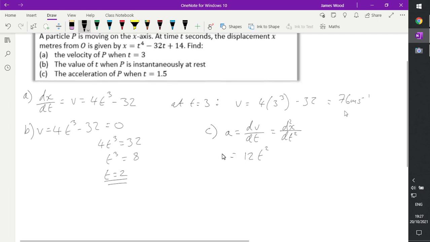And now I want to find the acceleration when t is 1.5. So 12 times 1.5 squared, 27 meters per second squared.